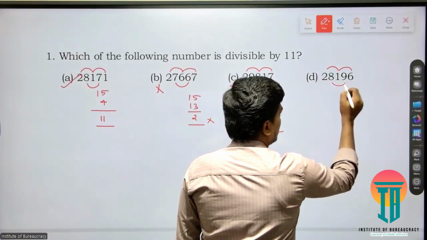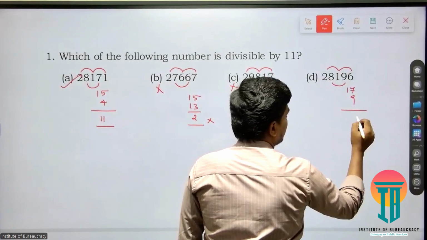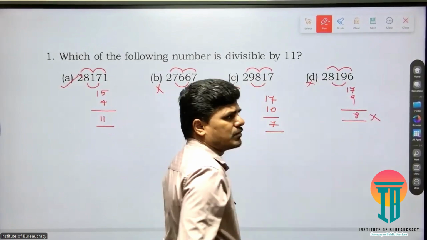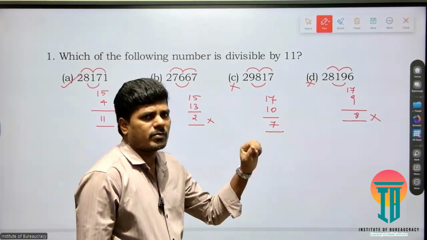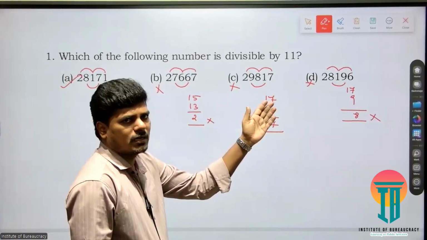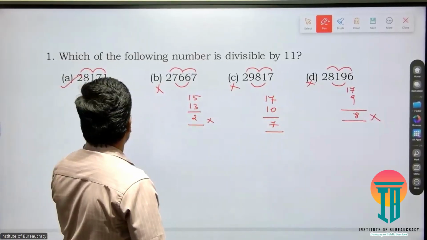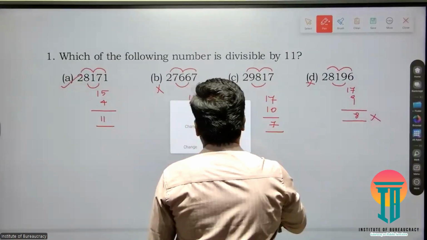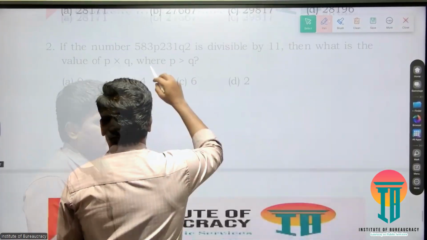Even place number, it is going to be 17. If we find the difference, it is going to be what? 8. Therefore, this is not divisible by 11. So the final answer is not 0 or a multiple of 11. Therefore, these options are not multiples of 11 or divisible by 11. Option A is correct. Now let's answer one more question to get a better clarity on this.